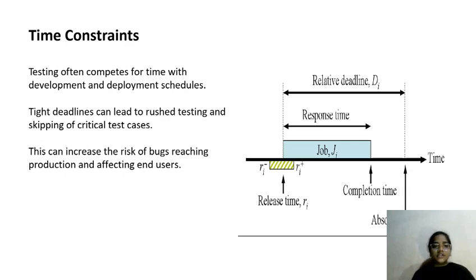Tight deadlines can lead to rushed testing and skipping of critical test cases. In these tight deadlines, we may miss the critical testing phases because of the time limits. This can increase the risk of bugs reaching production and affecting the end users or customers, because we didn't test the critical phases, so there is more risk of bugs.